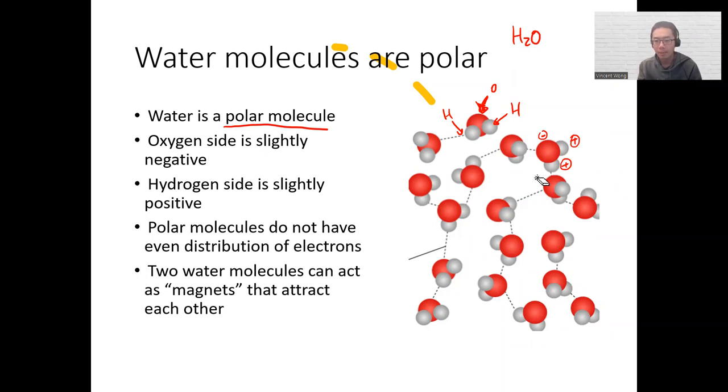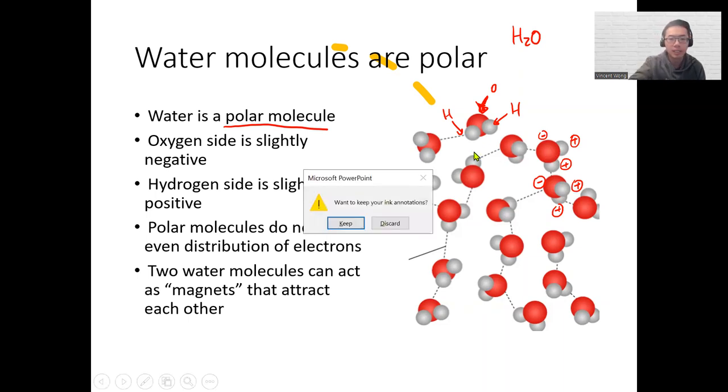So what that means is when you put one water molecule next to the other, the slightly positive hydrogen will be attracted to the slightly negative oxygen, okay? Like tiny magnets, right? So let me draw it out in a different diagram for you.